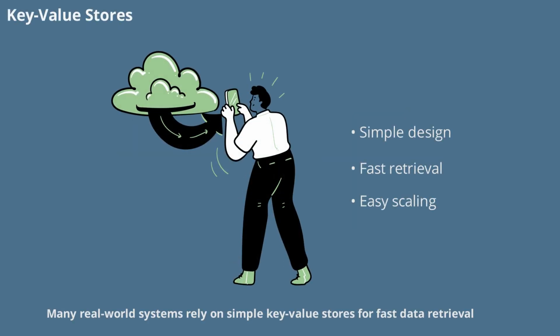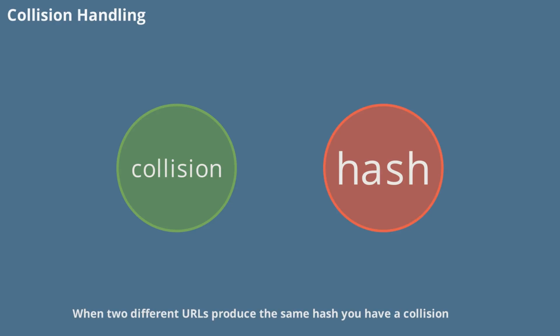Many real-world systems rely on simple key-value stores for fast data retrieval. In a URL shortener, the short code is the key, and the original URL is the value. This design is straightforward but powerful, allowing for quick lookups and easy scaling as the system grows. When two different URLs produce the same hash, you have a collision. Real systems must handle these gracefully, often by checking for existing keys and generating a new hash if necessary. Understanding collision handling is key to building robust systems that won't lose or overwrite data.